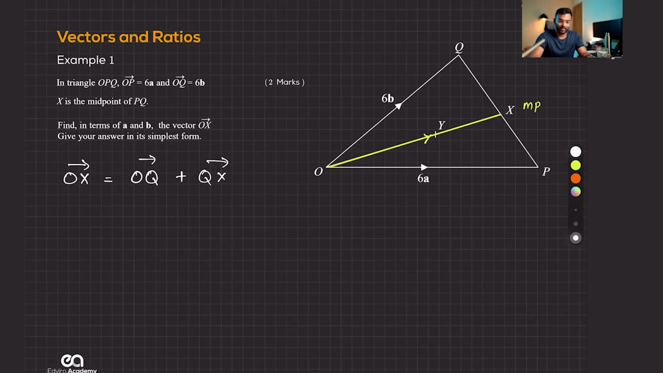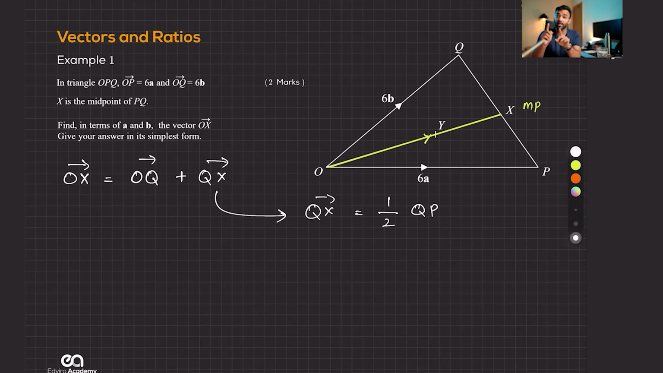Now there's a problem. I know what O to Q is, which is 6b. No problem. I have it. I'm happy there. But I don't know Q to X. But I know Q to X because it's a midpoint. It is half of what? So here, Q to X is half of what?